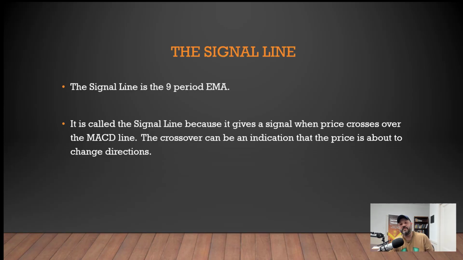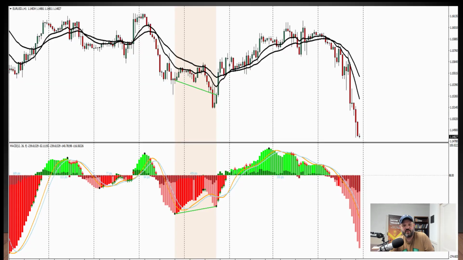Now, then there is the signal line. The signal line is the 9-period EMA, and it's called the signal line because it gives a signal when price crosses over the MACD line. The crossover can be an indication that price is about to change directions. So then down here you have the signal line. You can see that they cross right here, right?